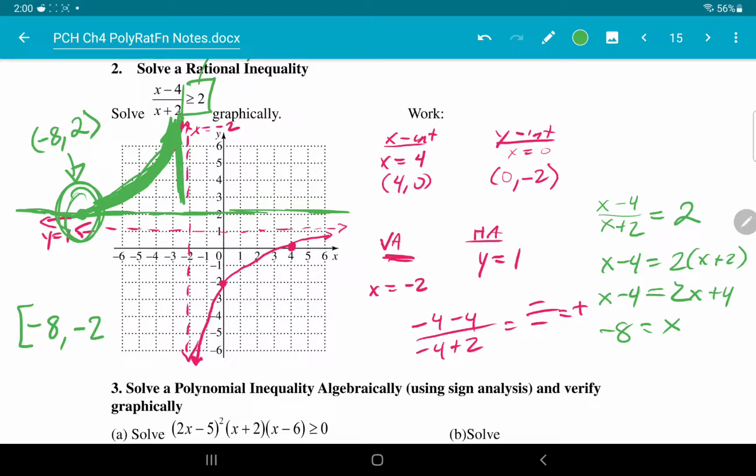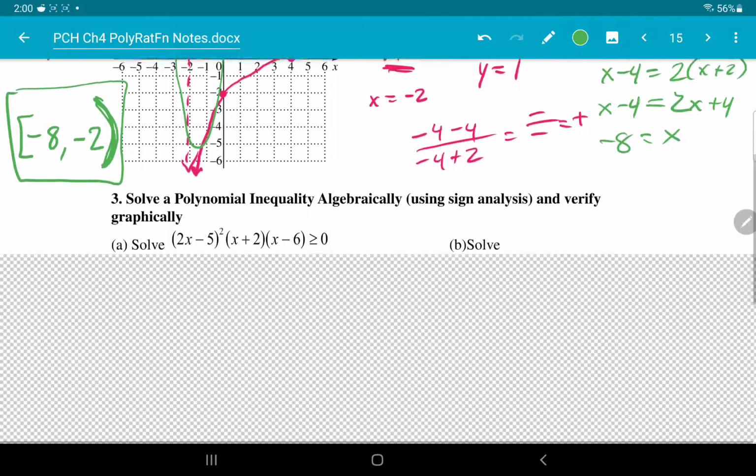Do we want negative 2? No, it's a horizontal asymptote. You can't include those values. So, did I say horizontal? I meant vertical asymptote. So therefore our solution set will be negative 8 to negative 2, with negative 2 non-inclusive. All right, going on to number 3.